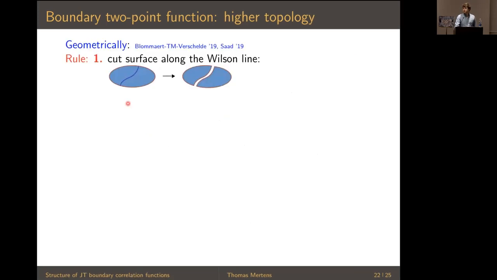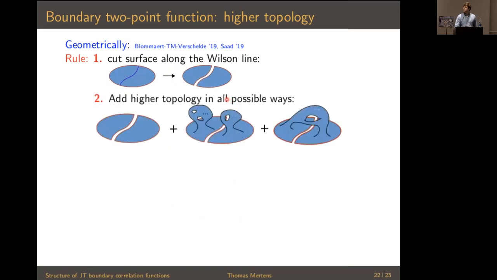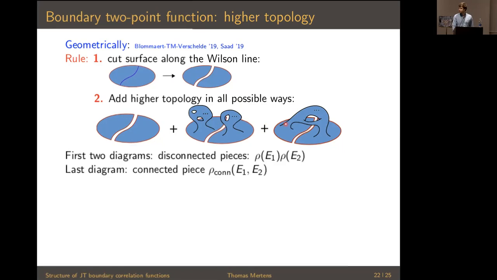Well, there are two rules that you can follow that give you the right answer in the bulk geometry. Imagine you start with a disk where you have a single one of these Wilson lines in it. The first thing you should do is cut the surface along this Wilson line, so you get two disconnected pieces. And then you should add higher topology in all possible ways to this cut surface. There are two different classes of higher topology you can consider. You can consider disconnected pieces on both sides of this line, or you can consider a connected piece where these two sides are geometrically connected.